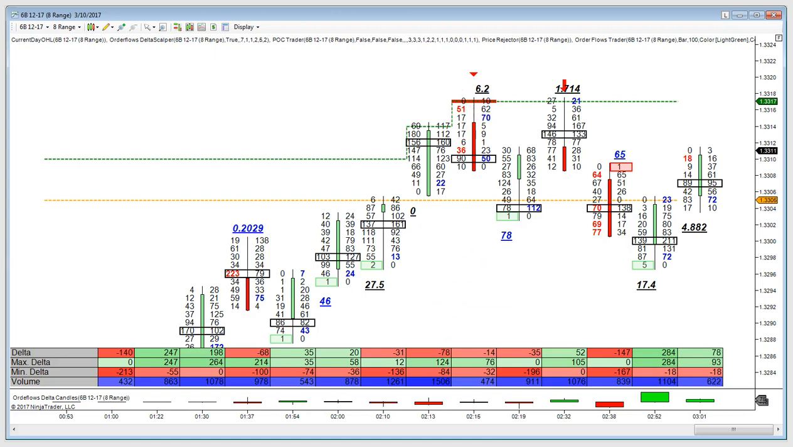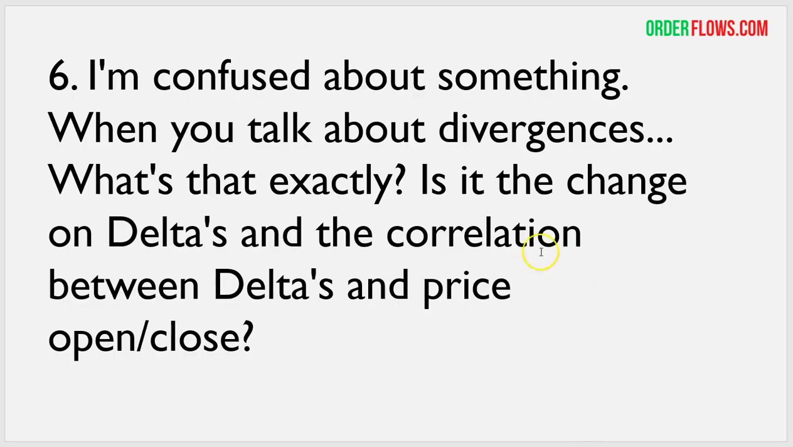There are no other fancy calculations in there. It's got nothing to do with the open and close of the bar, or correlation between deltas and the price open close. No, it just asks: is it a new or equal high? Yes. Okay, that's one condition met. Is it a red candle if it's on a high, or a green candle if it's on a low?